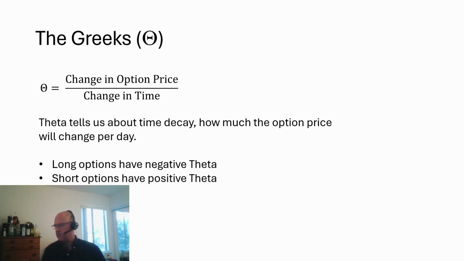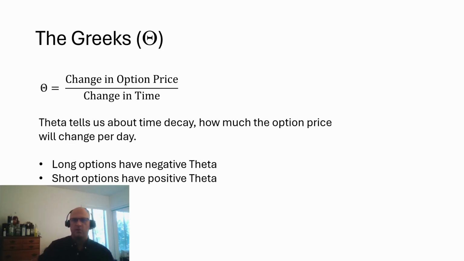Long options have negative theta. In other words, all other things being the same, they lose value as time goes on until they drop to zero at expiration if they expire out of the money. On the other side, short options have positive theta. So if you're selling options, that's what you want to have, this positive theta, because as the option price drops, you eventually want to buy it back for as little as possible.